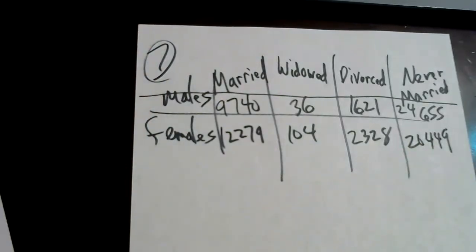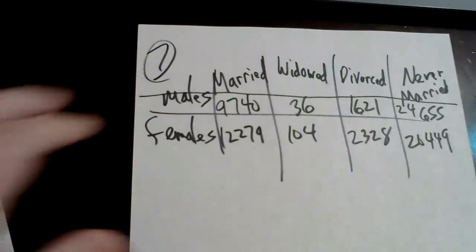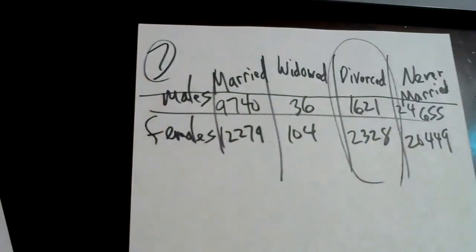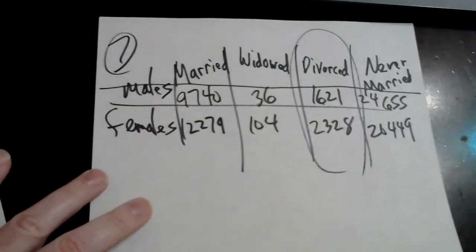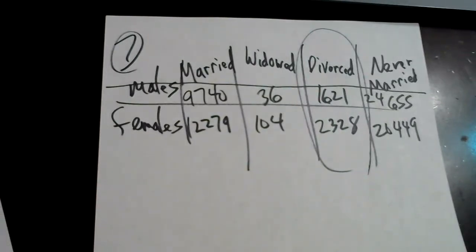Okay, so let's read the problem. What do they want us to do with this table? Well, we'll find out. It says, if we pick a divorced or separated person, what is the probability that the person is a woman? So let me show you how to do these. It says we're only focusing on divorced or separated people. So we only focus on this particular column. That's the given. It's almost kind of like a conditional probability problem, but not quite.